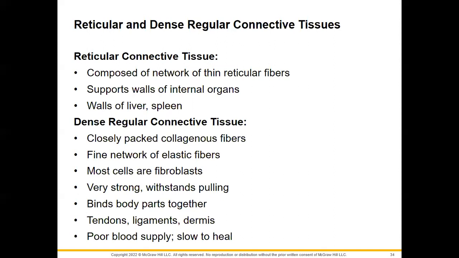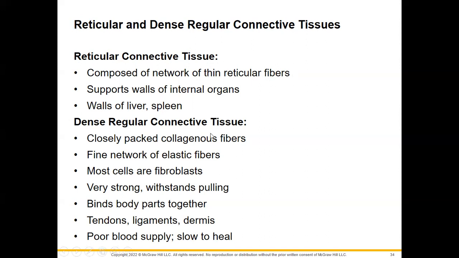Two other types of connective tissue. You have reticular connective tissue and then dense regular connective tissue. Reticular connective tissue is composed of a network of thin reticular fibers. They support the walls of internal organs like the liver and spleen. So reticular fibers are going to be found mostly in the walls of your internal organs, and they're going to be composed of a lot of these thin fibers.